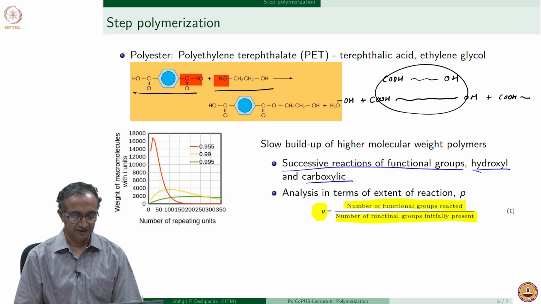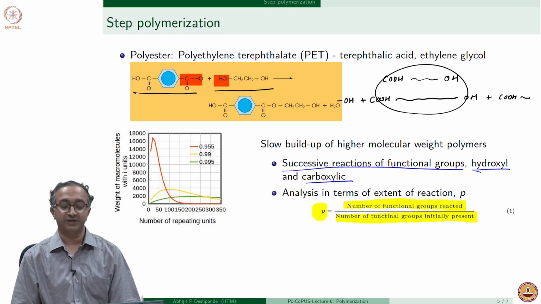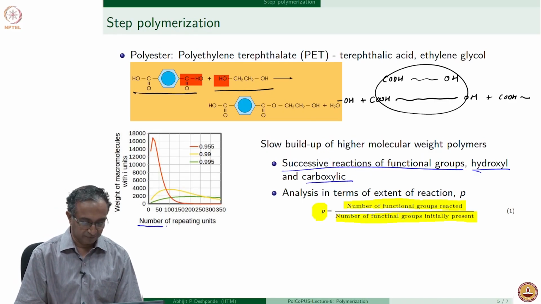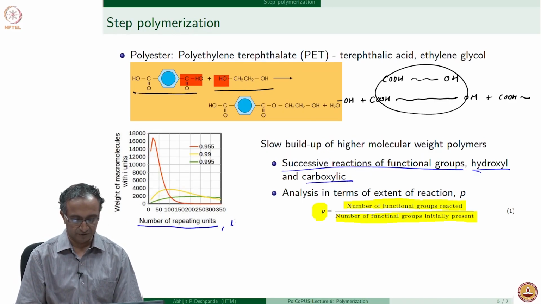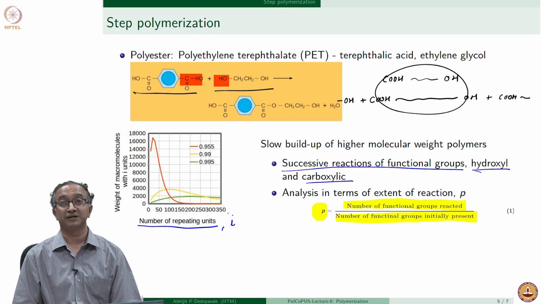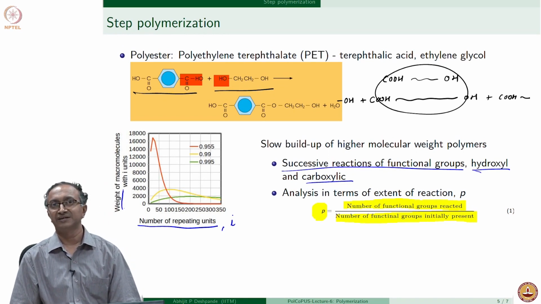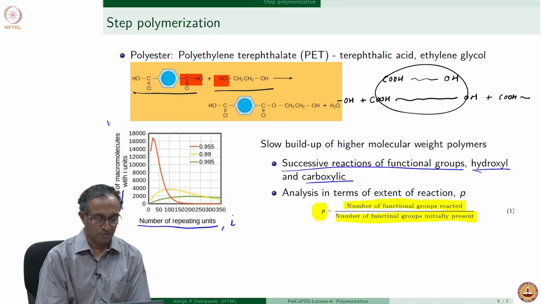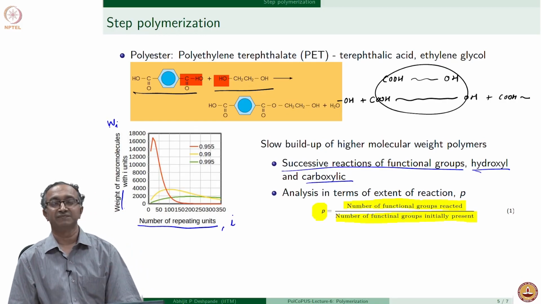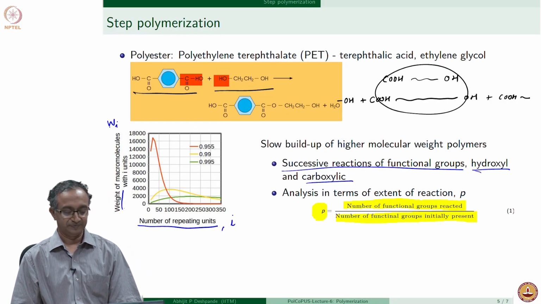And in this graph here, what I have done is plotted the number of repeating units. If you recall from our lecture on molar mass and molar mass distribution, lecture number 5, you know that the x-axis is I, the number of repeating units. And this is now the weight of macromolecules with I units. Can you identify what variable we defined this as in the 5th lecture? You can go back and try to convince yourself that this is Wi.